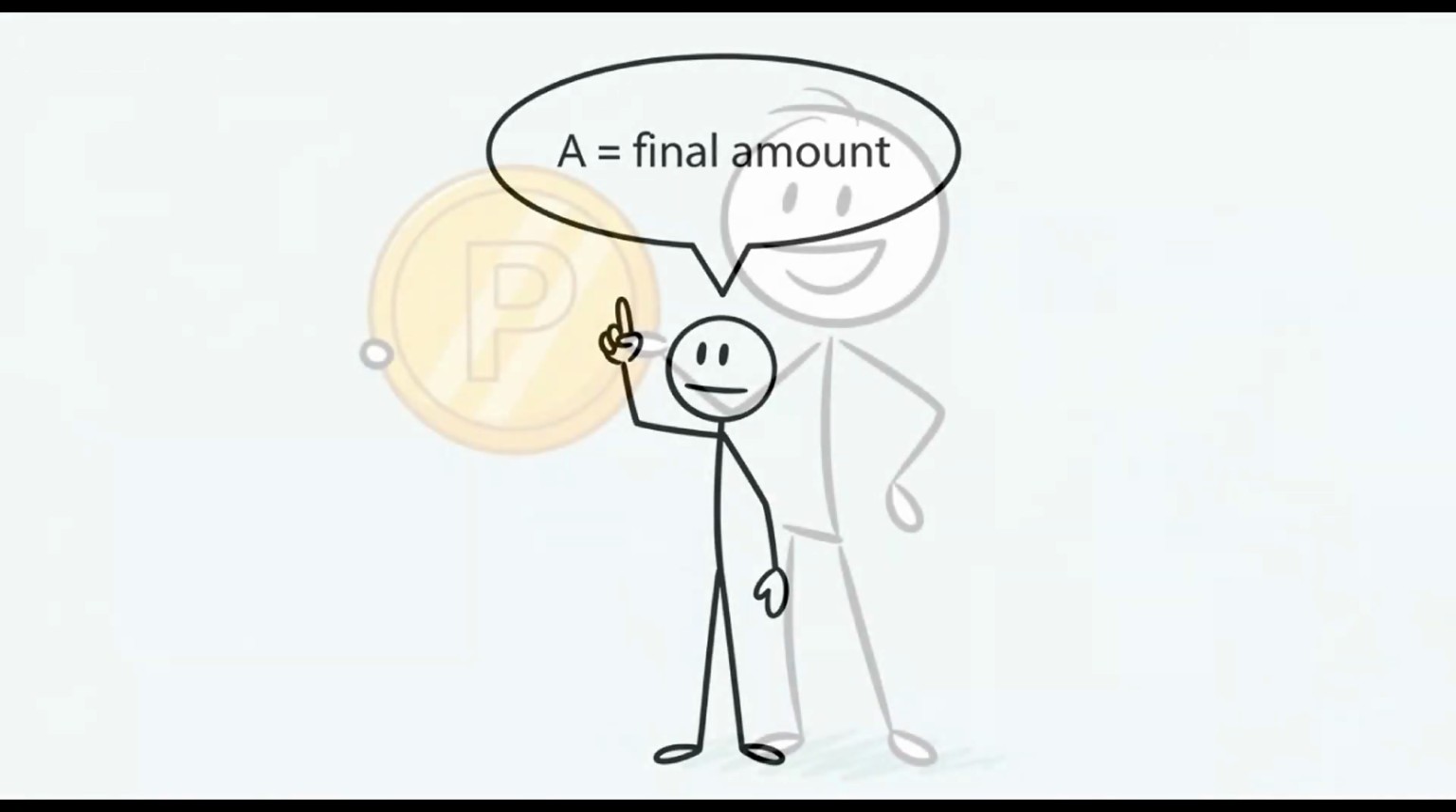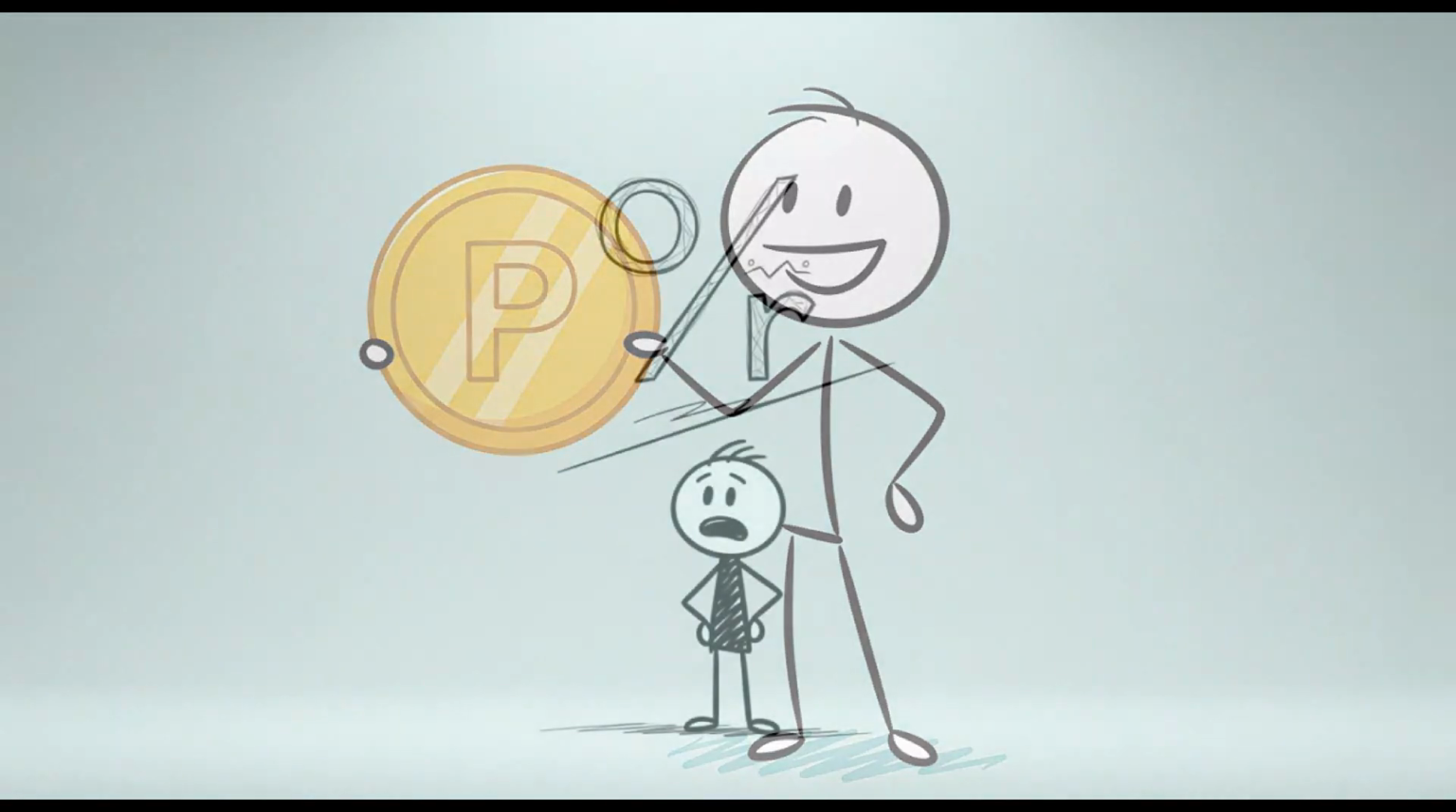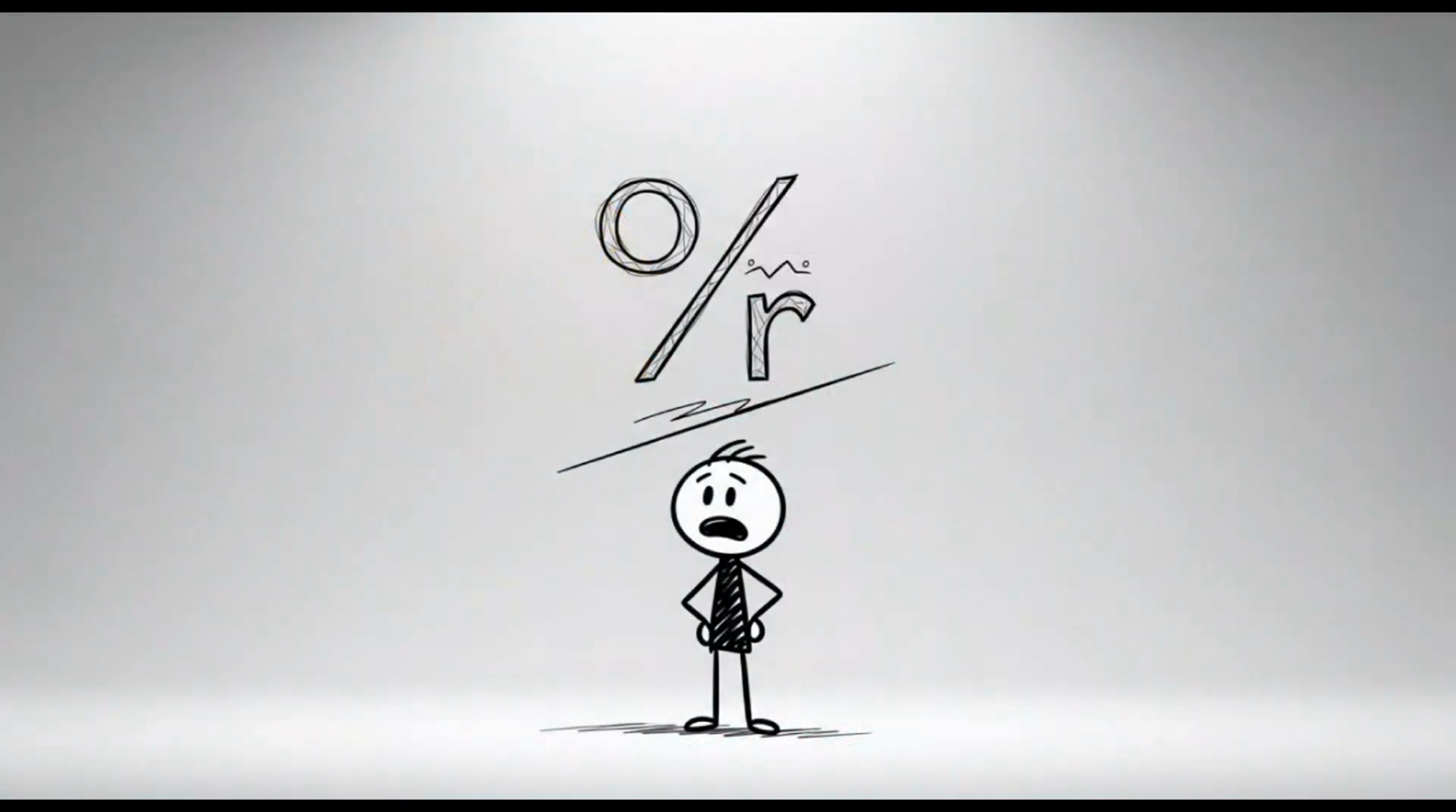Let's break it down. The 1 plus R over N part shows how much your money grows each compounding period. The N times T shows the total number of times interest is added. Now let's look at an example.